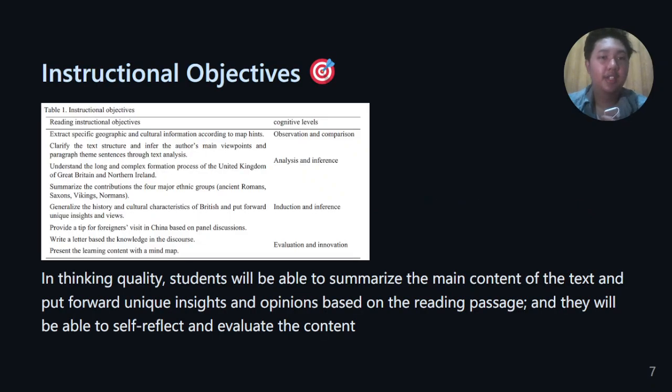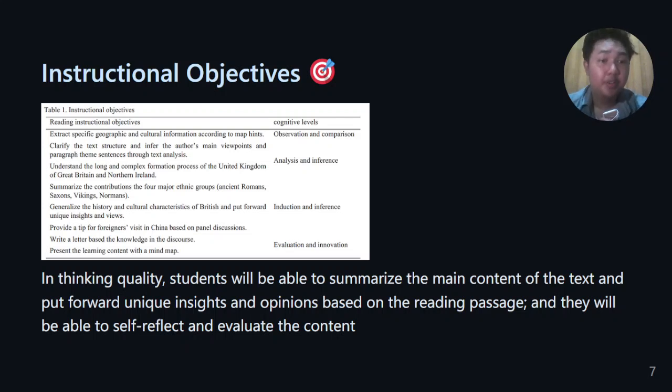Next is the instructional objectives table. So in here there are two rows, reading instructional objectives and cognitive levels. So the first one is the reading instructional objectives and what it contributes to. For example, a reading instructional objective is to summarize the contributions of the four major ethnic groups like ancient Romans, Saxons, Vikings, and Normans. This will contribute to the cognitive levels in analysis and inference.